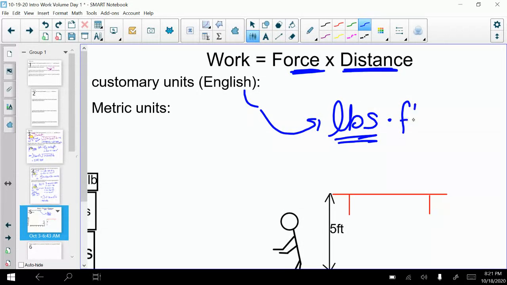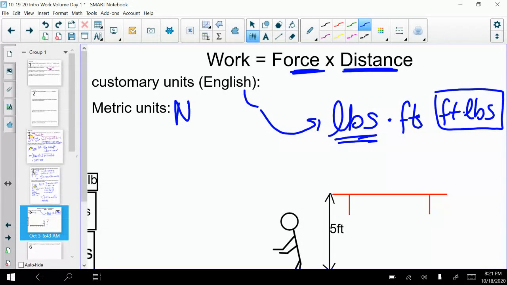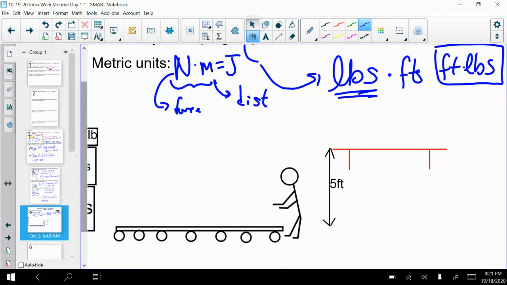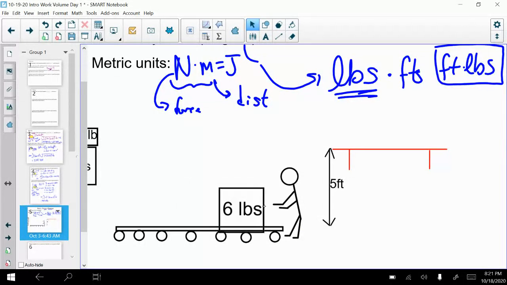So pounds times feet, so they call it foot-pounds, is our exciting name, and the metric units are Newton meters, which are joules. So a Newton meter is just moving 1 Newton, 1 meter. And remember, Newton is your unit of force from physics. So this is our force, and this is our distance. Okay. So one thing that's important about physics, it's a little bit weird, is we have our little 6-pound box that comes down the conveyor belt to this dude.